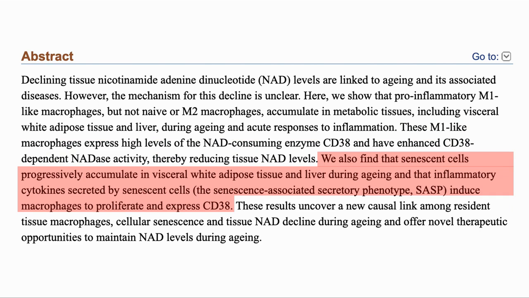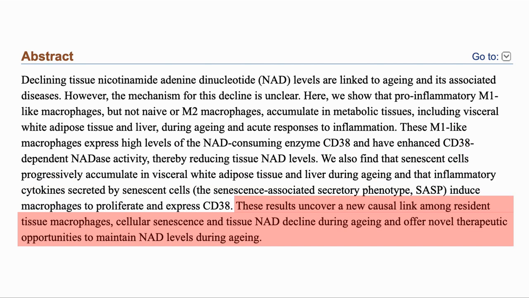Related to this, senescent cells accumulate in the fat and liver tissue with aging. They then secrete SASP, senescent-associated secretory phenotype, which contains inflammatory chemical signaling molecules called cytokines. These cytokines then induce the proliferation of macrophages expressing CD38. So this shows a causal link between resident macrophages, senescent cells, and tissue NAD decline, and so offers a possible path to therapy to address this decline.